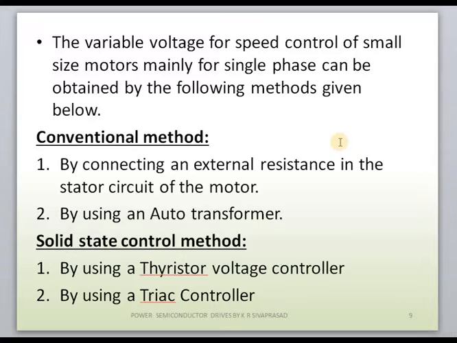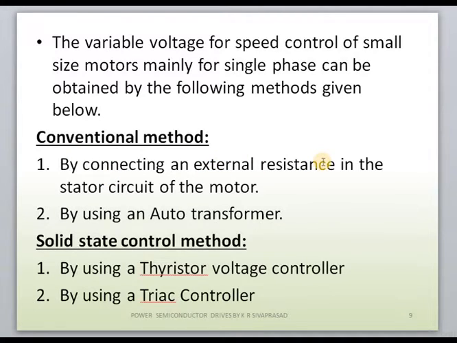Here also we have a lot of methods. By using these, we can control the stator voltage, that is, the speed of the machine. We can broadly classify them into conventional methods and solid state, that is, power electronic devices. We can control using power electronic devices, or by using a conventional, basic method. In the conventional method, we have two types of methods.